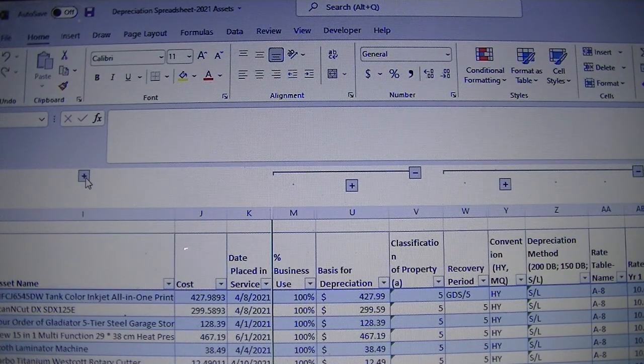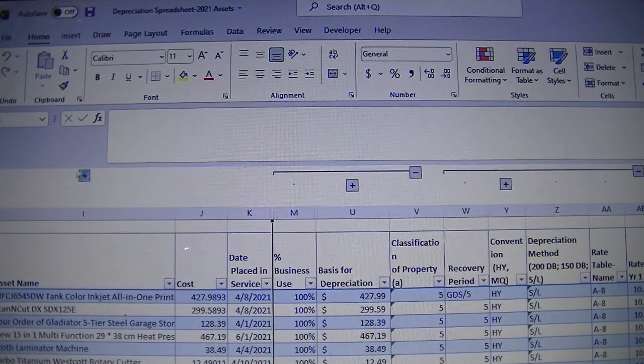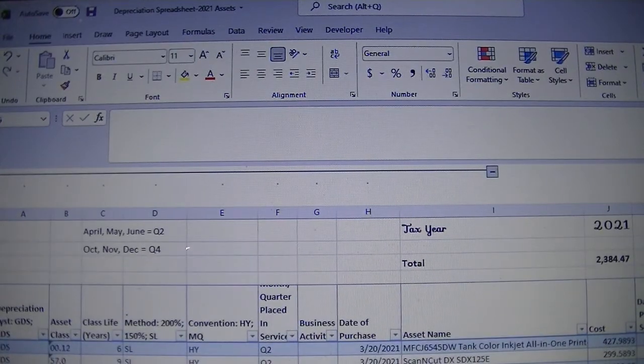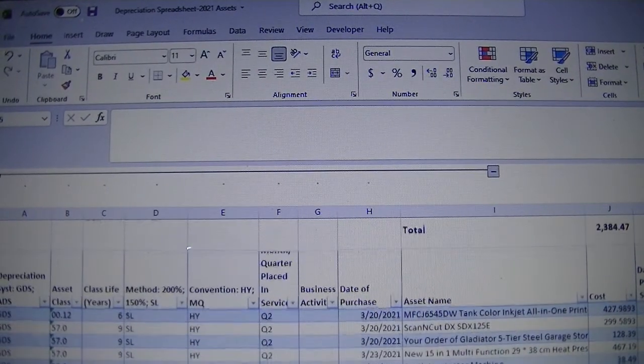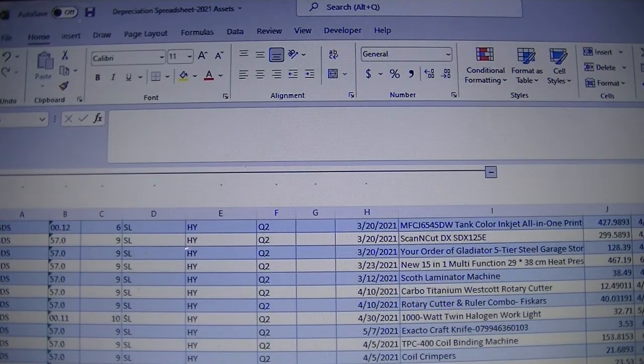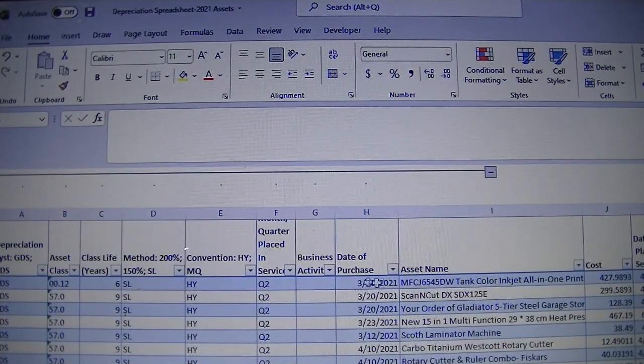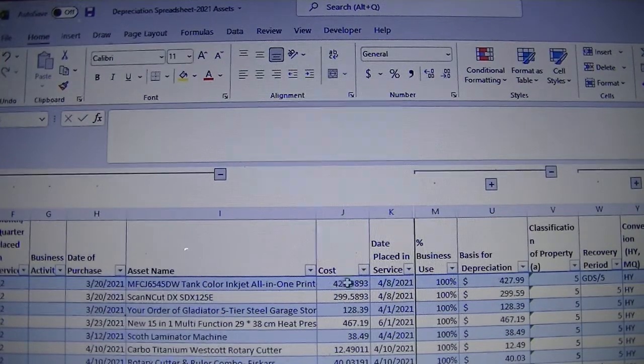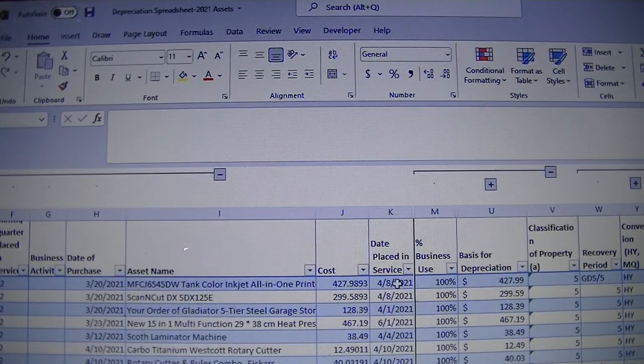So when you purchase assets throughout the year, it is a good idea to record those purchases. So what you could do during the year would be to record the assets, the name, the date you purchased the item, the cost, and the date it was ready to be used in the business.